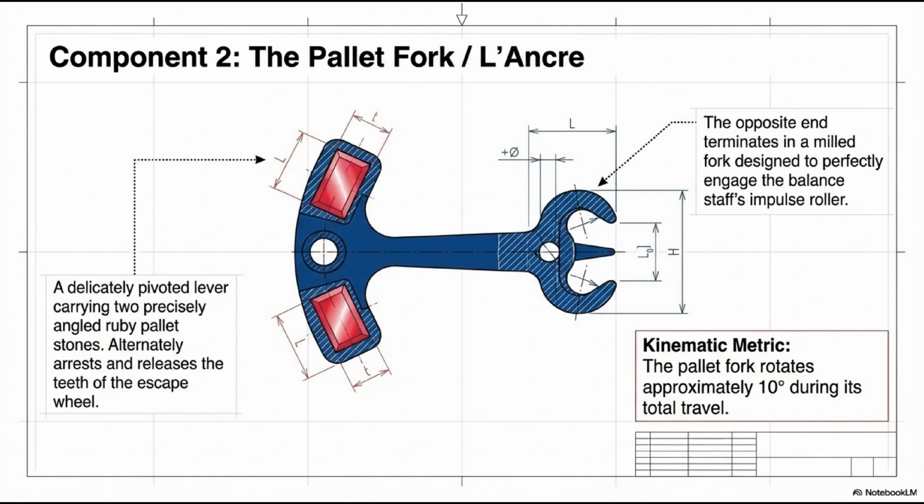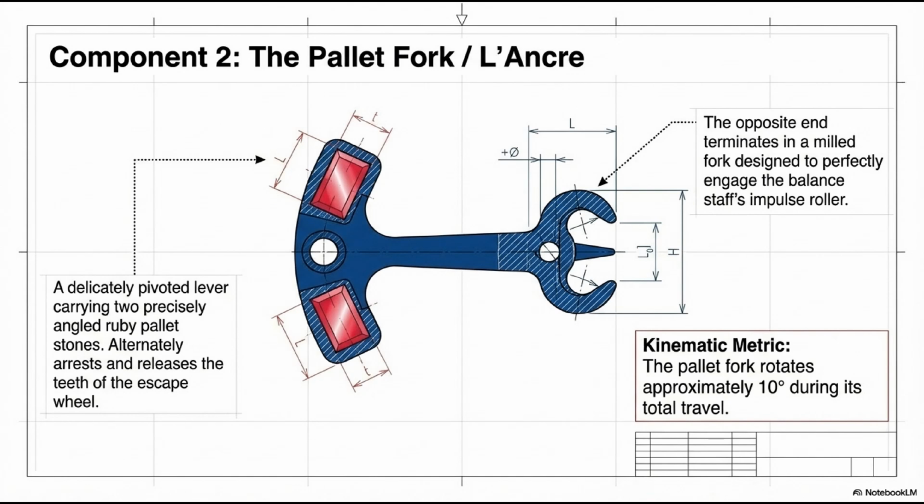This pressing creates a rigid, non-adjustable connection. The fork and staff rotate as a single body. The pallet fork is arguably the most geometrically complex single component in the entire assortment, because it must simultaneously perform 3 different functions with different geometric requirements.